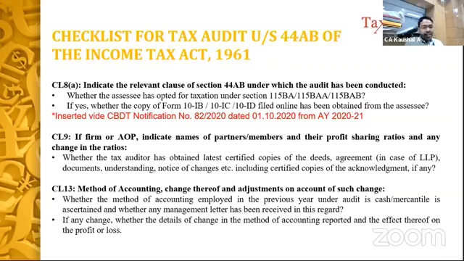In clause 9, we have to see if it is a firm or AOP. We have to take the latest certified copies of the deeds or the agreements and accordingly report in clause 9. The next is clause 13, where we have to check the method of accounting followed by the SSC. In many cases, it has been found that during the year the SSC follows one method of accounting, and however, due to certain conditions, there is a switch in the method of accounting. So we have to make sure that whatever method of accounting has been followed by the SSC, the same has been reported, and if there is a change in the method, whatever necessary entries need to be made are already incorporated in the books of accounts.